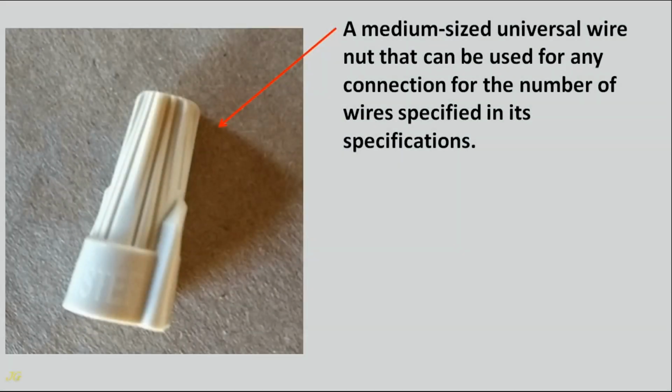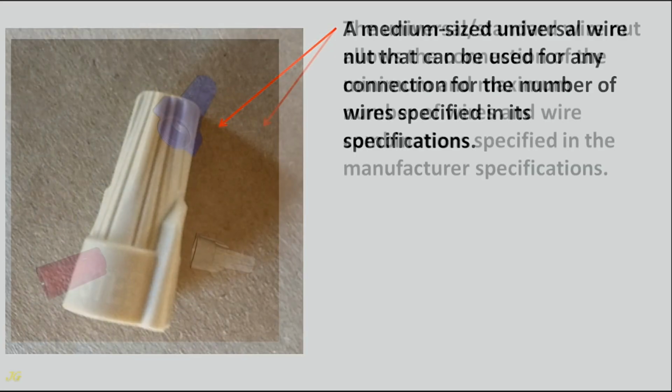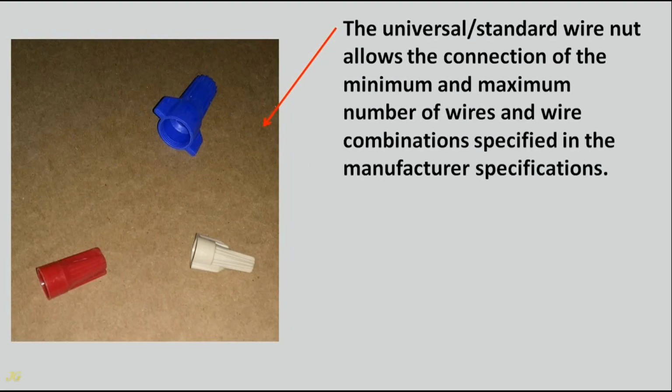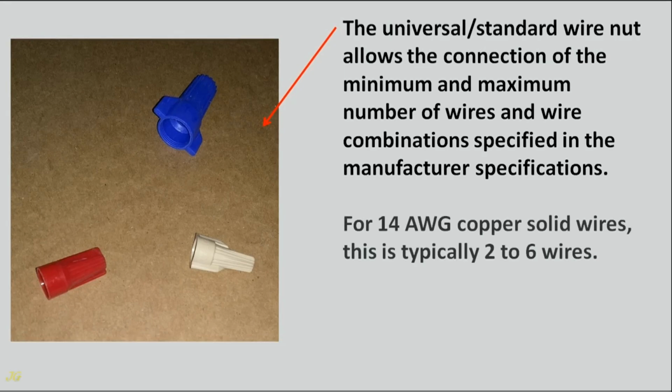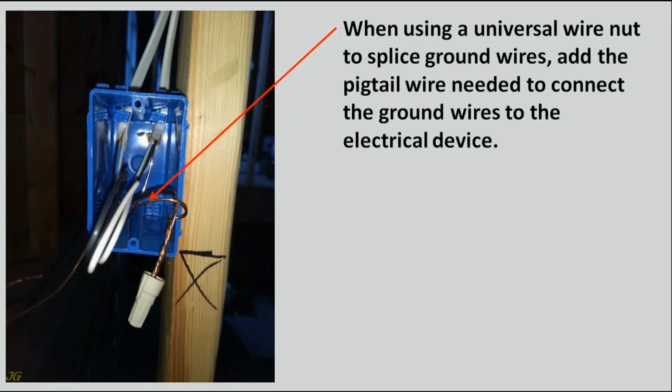A medium-sized universal wire nut can be used for any connection for the number of wires specified in its specifications. The universal, standard wire nut allows the connection of the minimum and maximum number of wires and wire combinations specified in the manufacturer specifications. For 14-gauge copper solid wires, this is typically 2 to 6 wires. When using a universal wire nut to splice ground wires, add the pigtail wire needed to connect the ground wires to the electrical device.